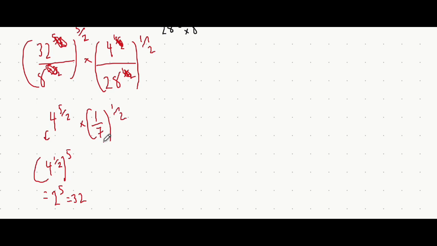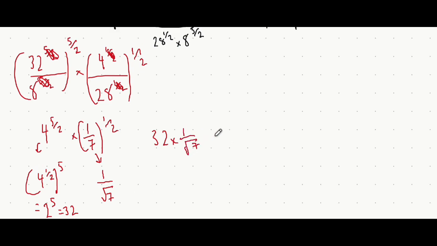Let's, in a similar way, break down 1/7 all to the power of a half. So there's no caveat to this. It's honestly just the square root of 1 is just 1, and then all over the square root of 7, which is just root 7. So essentially, you're doing 32 multiplied by 1/root 7.